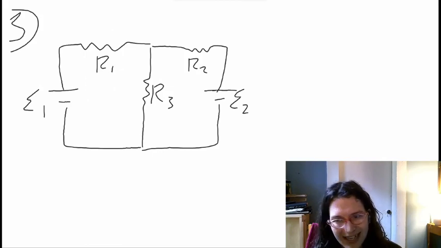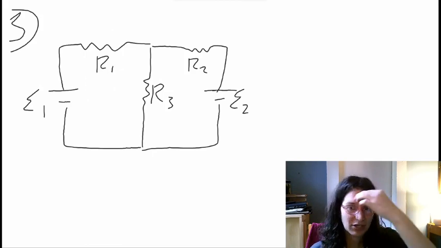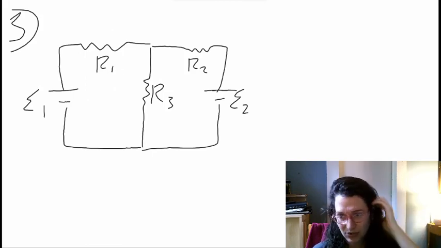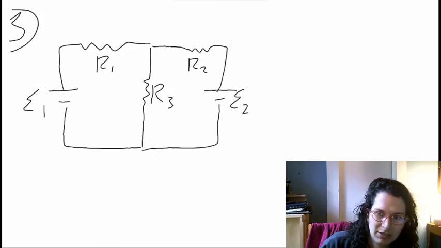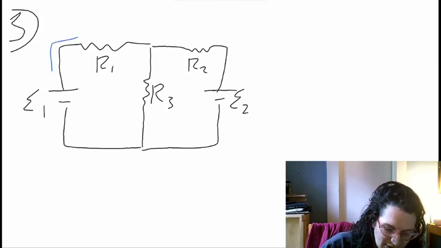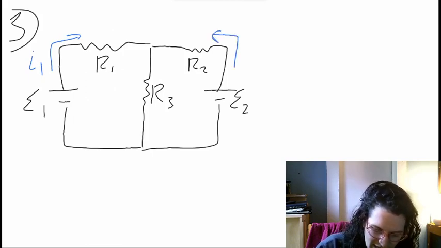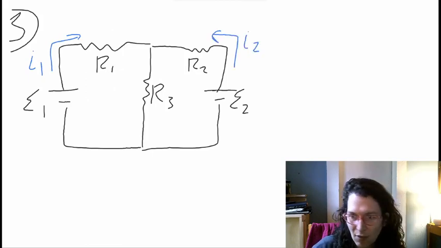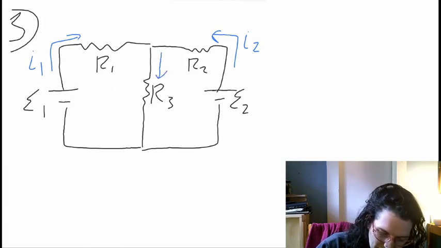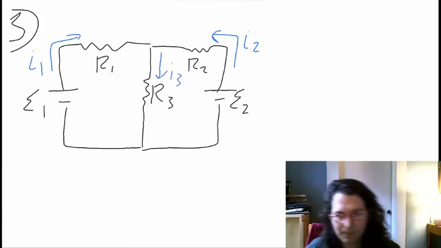Now, they also, nicely enough, gave us the directions for some currents. These are kind of assumed directions, which are in fact going to be correct for this problem. But you'll notice that they give us this one right here. They say that this is I1. And they give us this direction over here. They say that this is I2. And then the last one they tell us is that I3 goes straight down.